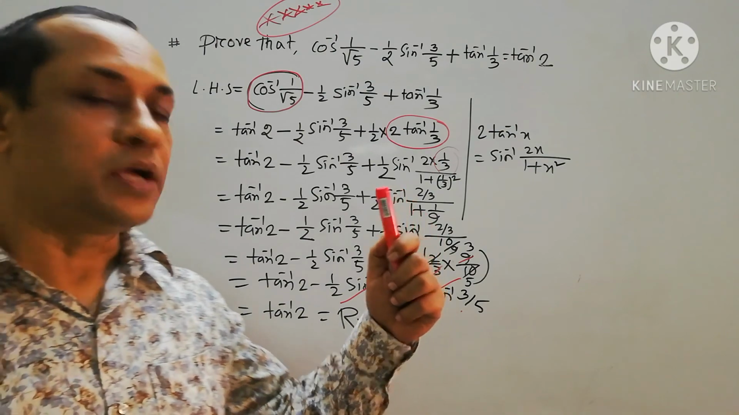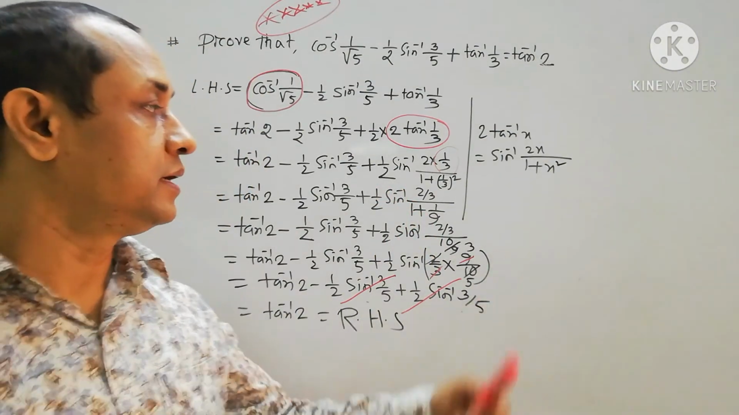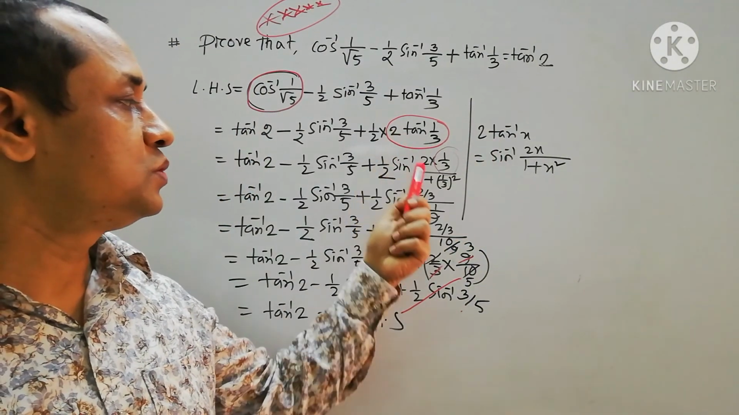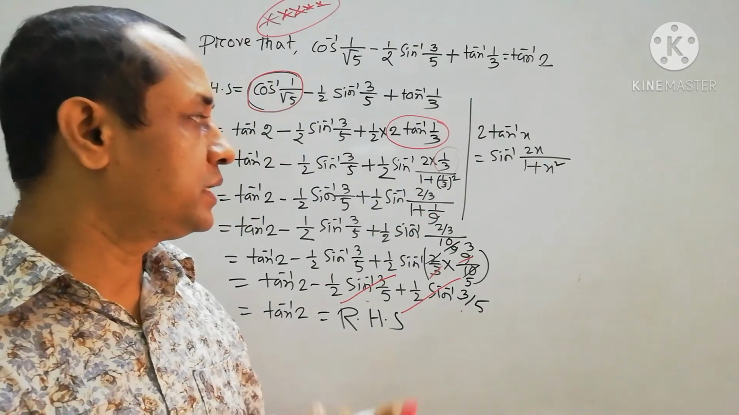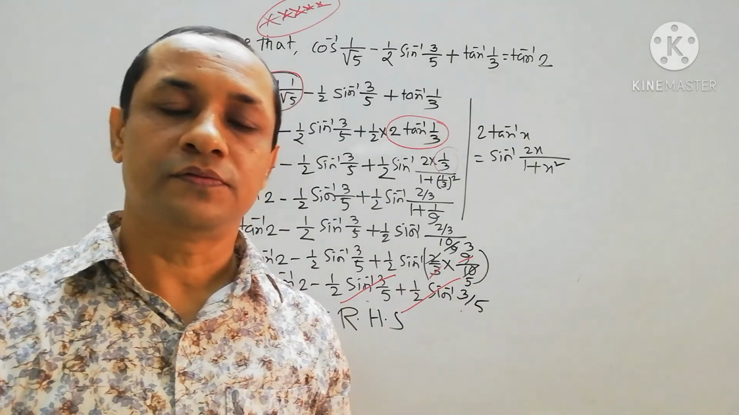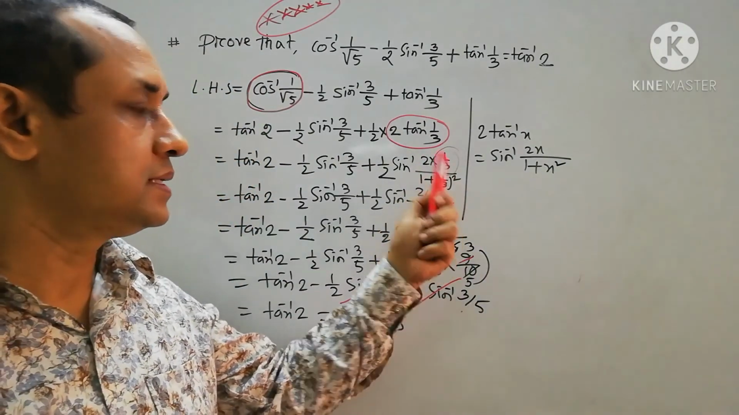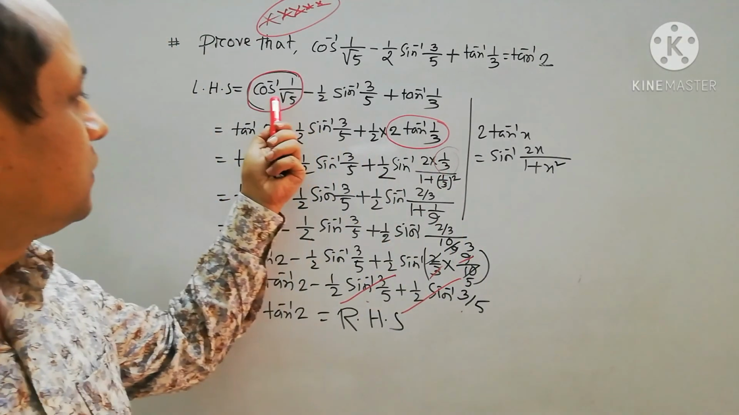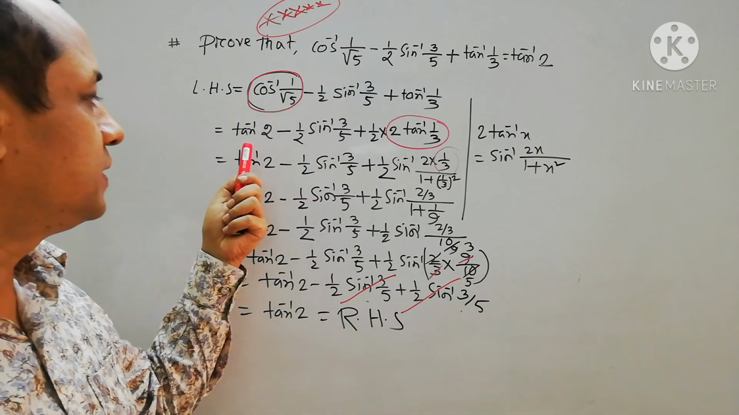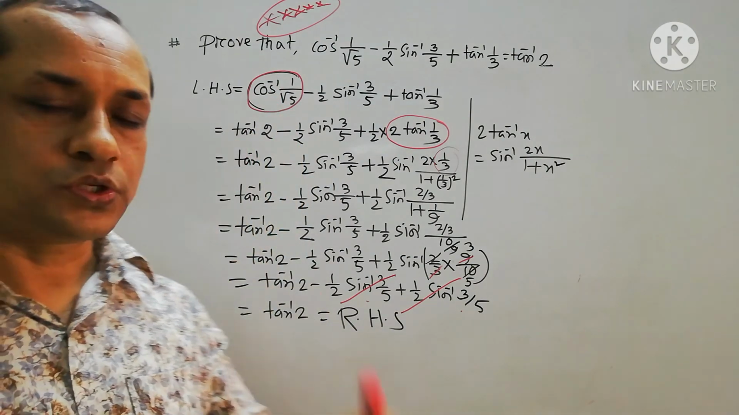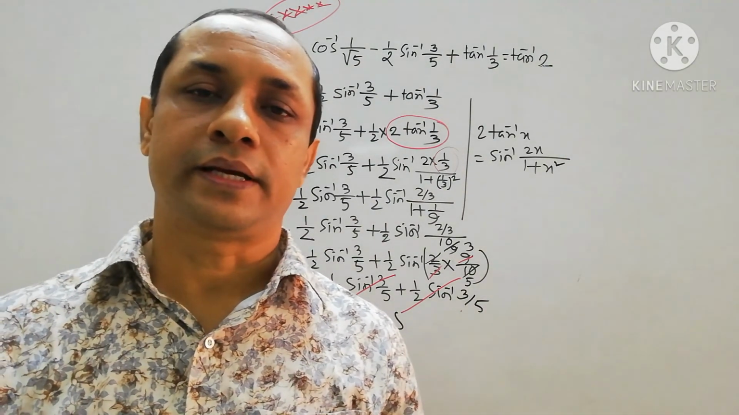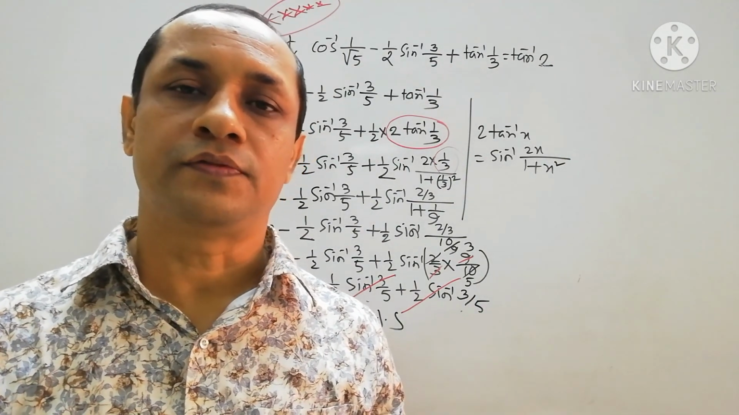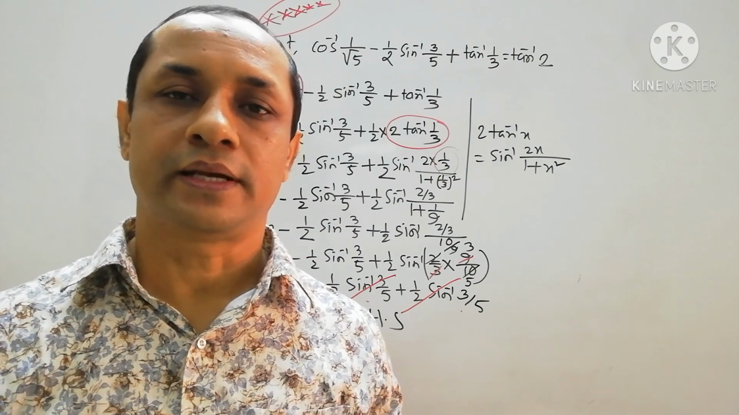So student, I hope that you are clear. I say again, using formula 2 tan inverse x equals sin inverse 2x by 1 plus x square. And here cos inverse converts to tan inverse. So student, memorize it. Here formula 2 tan inverse x equals sin inverse 2x by 1 plus x square.